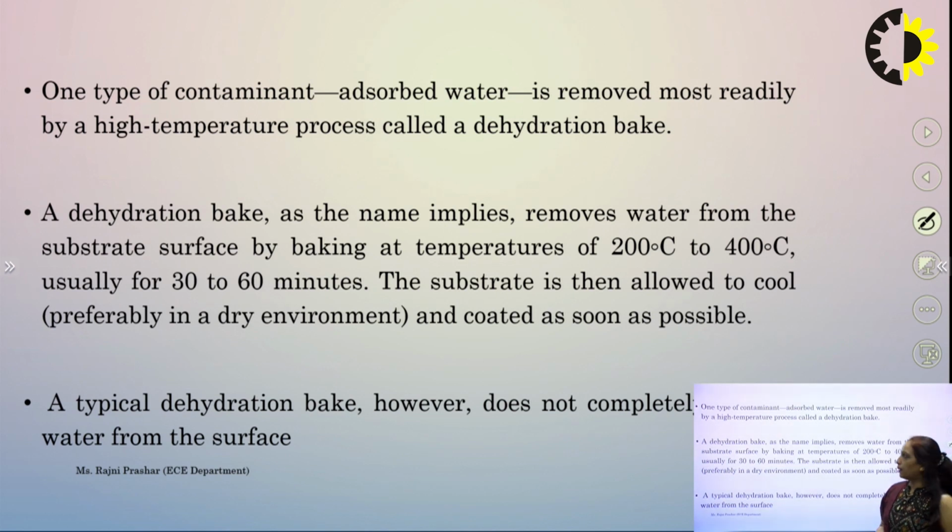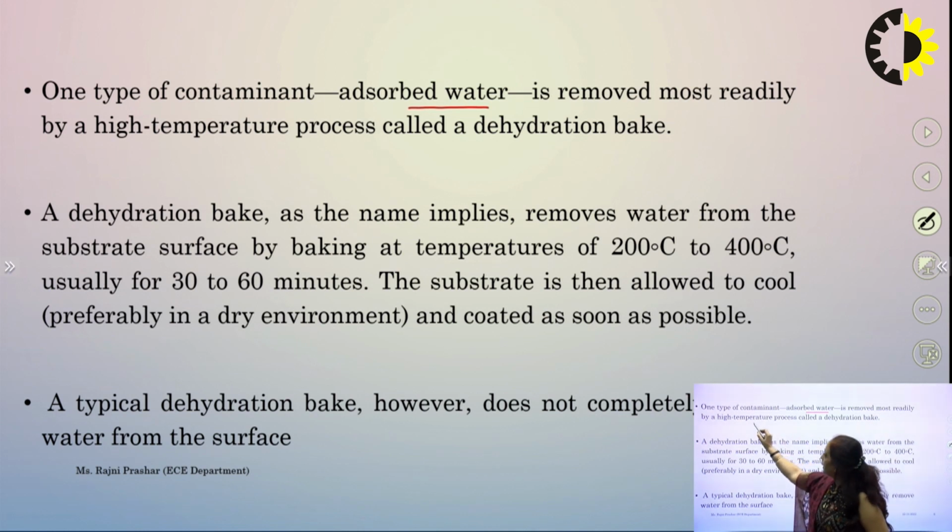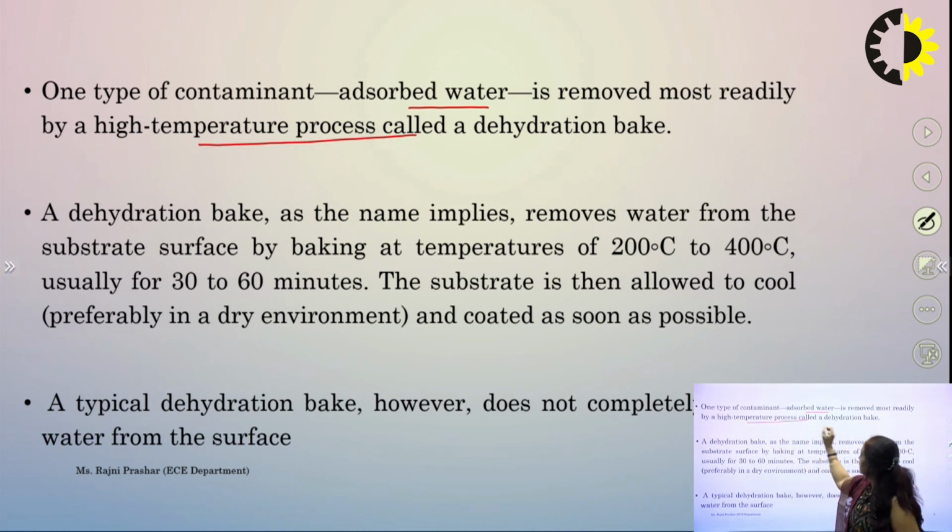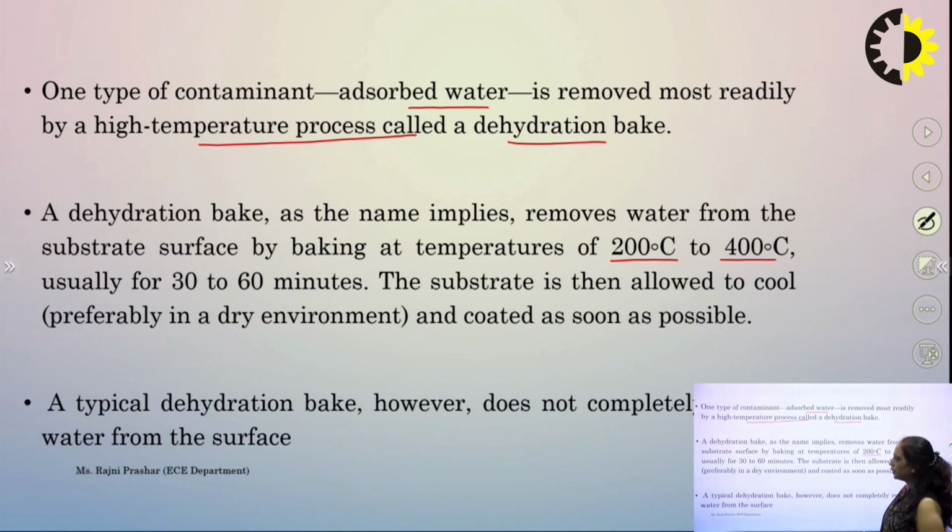So one type of contamination is absorbed water. It is removed mostly by baking the substrate at a high temperature. It is also known as dehydration bake. The dehydration bake, as the name implies, removes the water from the substrate by baking the substrate at 200 to 400 degrees C, and this process is carried out for 30 to 60 minutes. Then the substrate is allowed to cool, and the coating will be done as soon as possible.